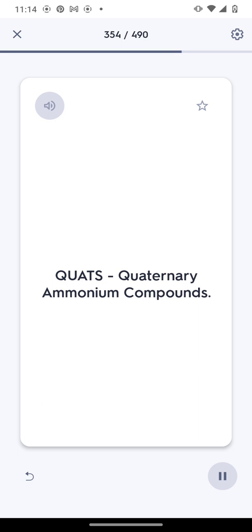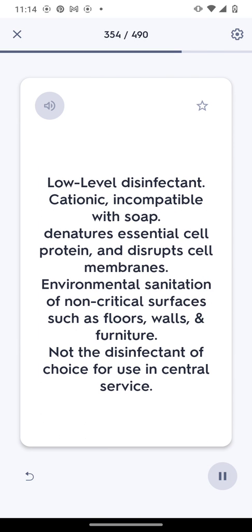Quaternary ammonium compounds. Low-level disinfectant, cationic, incompatible with soap, denatures essential cell protein and disrupts cell membranes. Used for environmental sanitation of non-critical surfaces such as floors, walls, and furniture. Not the disinfectant of choice for use in central service.